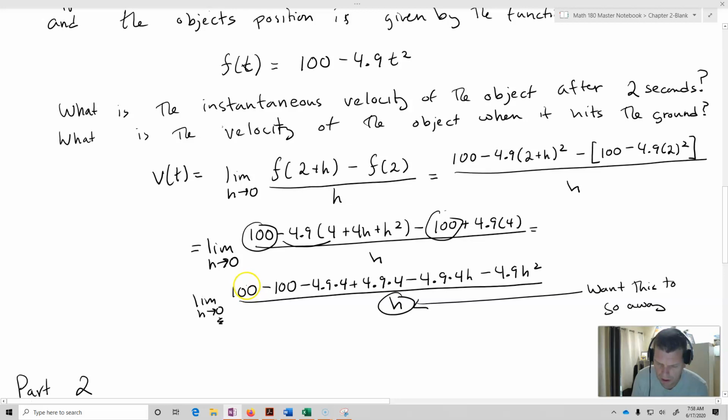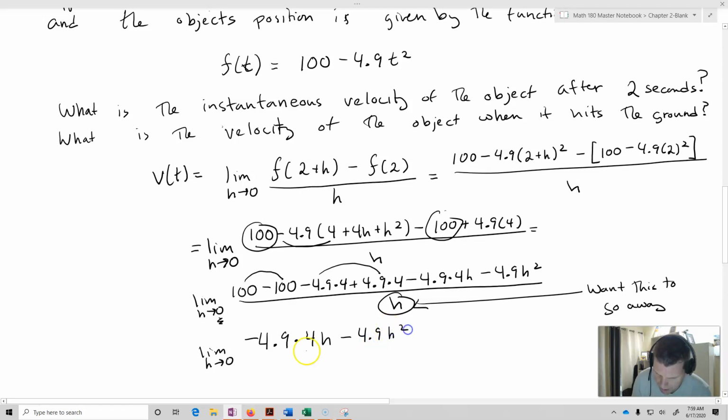But you go in here and you're going to see that's exactly what happened: 100 minus 100, negative 4.9 times 4, and plus 4.9 times 4. They're going to cancel. So we're going to be left with the limit as h approaches 0 of negative 4.9 times 4h minus 4.9 h squared divided by h. So this is then going to equal the limit as h approaches 0 of negative 4.9 times 4 minus 4.9h.